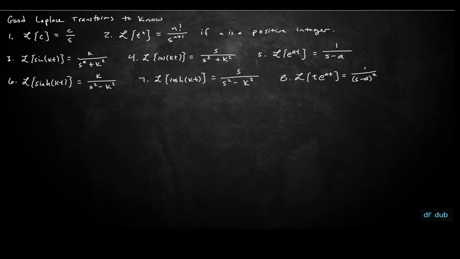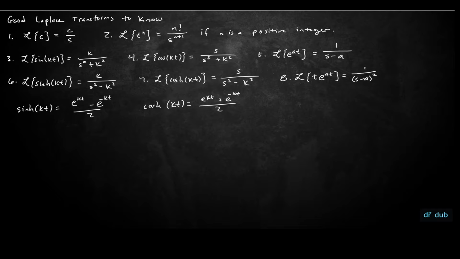There are some more, but if you know these 8, really you don't even have to know the hyperbolics, because hyperbolic, if you recall, is just an exponential function. So sinh of kt is really just e to the kt minus e to negative kt over 2. And hyperbolic cosine is really just e to the kt plus e to the negative kt over 2. So it's really just exponential functions. So if you can take Laplace of exponentials, you can take Laplace of hyperbolic sine and cosine. So that's why I say you don't really need to know them.